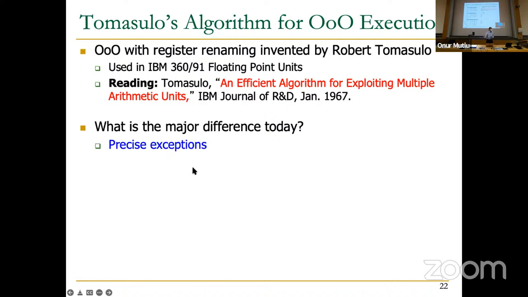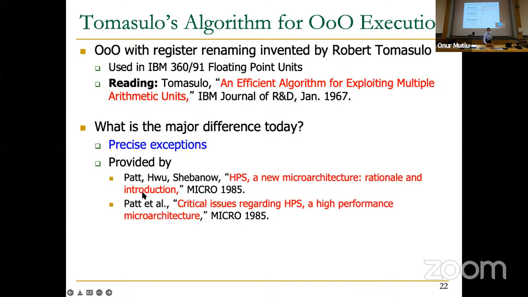The major difference is precise exceptions. Basically, we don't just do out-of-order execution and write the values out of order. We write the values in order using a reorder buffer. And this was actually provided by two similar works in the 1980s.